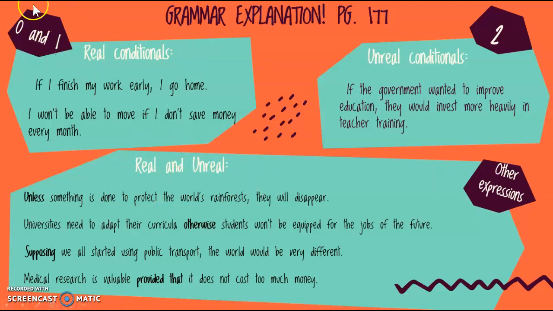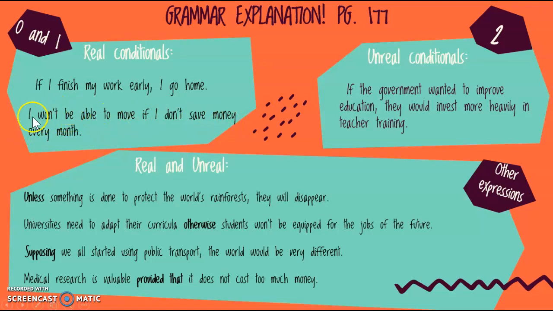Real conditionals, they summarize it by using zero and first conditional. Unreal conditional, they use second conditional. And for real and unreal, they use other expressions to join these 2 different sentences and to create a conditional clause. Let's start with real conditionals. They use zero and first conditional. The example is, if I finish my work early, I go home. In this first part, you find present verb, and the second one is, I won't be able to move if I don't save money every month.